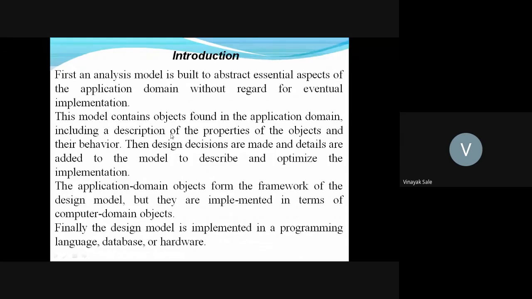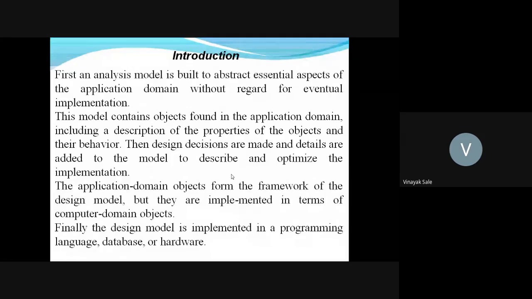So first, an analysis model is built to abstract essential aspects of the application domain without regard for eventual implementation. This model contains objects found in the application domain, including a description of the properties of the objects and their behavior. Then a design description is made and details are added to the model to describe and optimize the implementation.